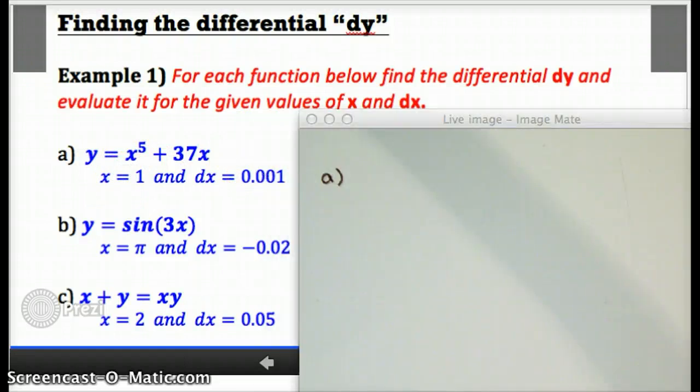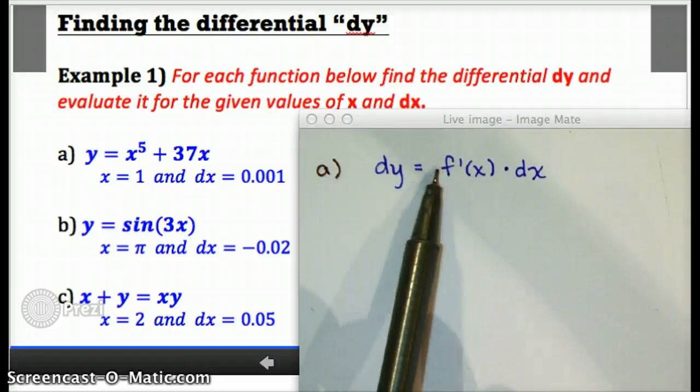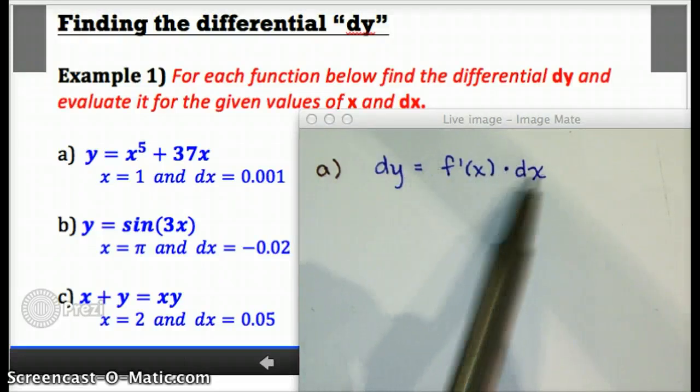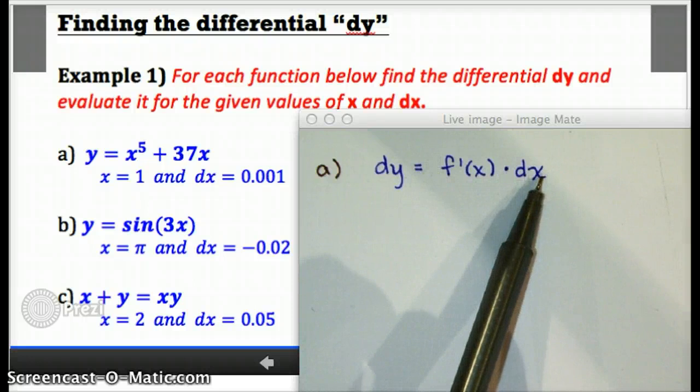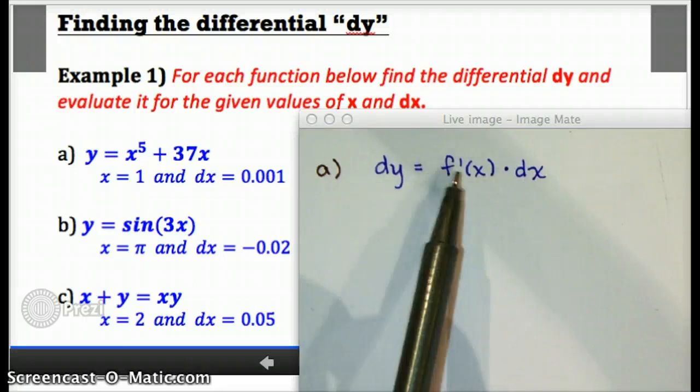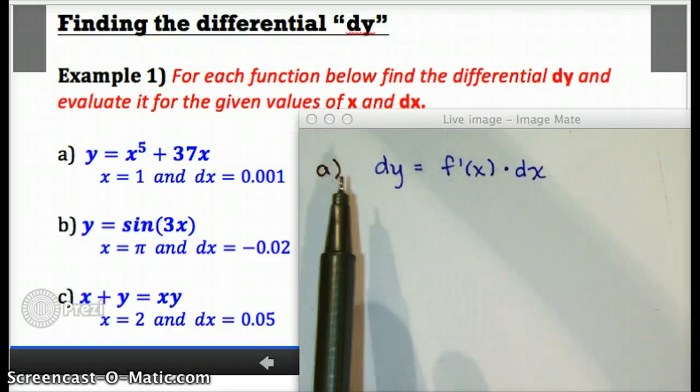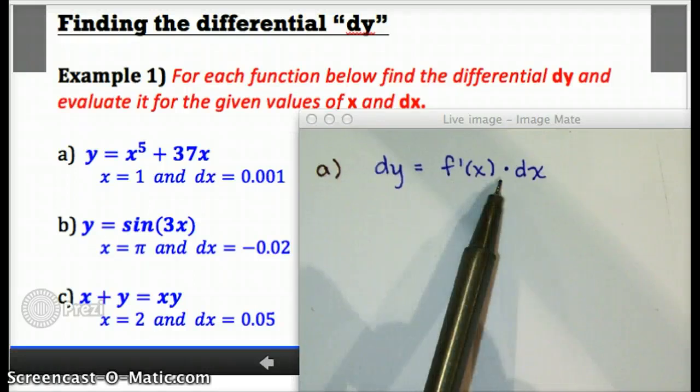To start, let's think about what we're trying to find. We're trying to find dy. And remember, it's really important, dy is different than just the derivative of y. It's the differential. As of right now, there's really only one thing you know about the differential. What does it equal? Exactly. dy equals the derivative function times dx, which is a different variable. So to find dy, I'm going to have to take the derivative of the function I'm given and just plug it into this spot right here.